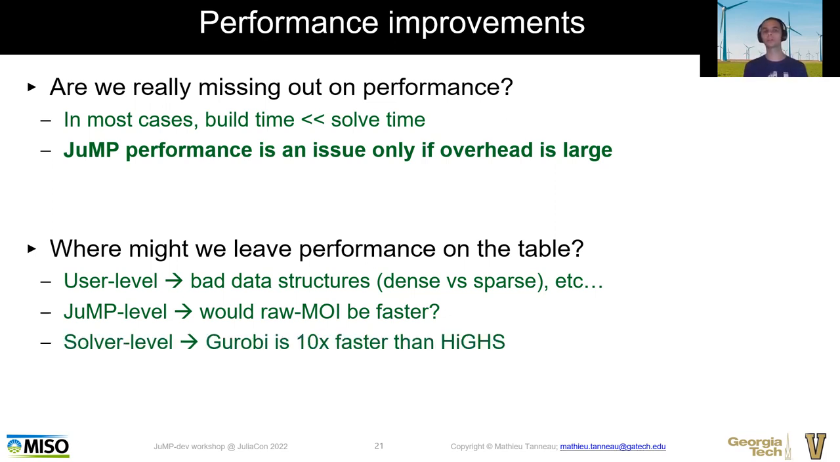And finally, you might leave performance on the table because of something the solver is doing. So for instance, we've seen that Gurobi can be 10 times faster than HiGHS. So there's nothing we can do as a user, there's nothing we can do at the JuMP level. This would have to be fixed within the solver itself.